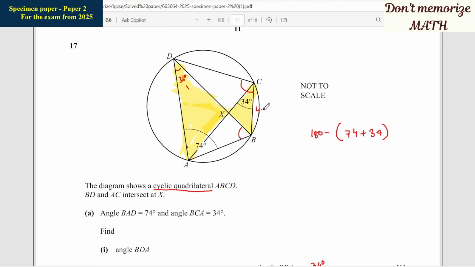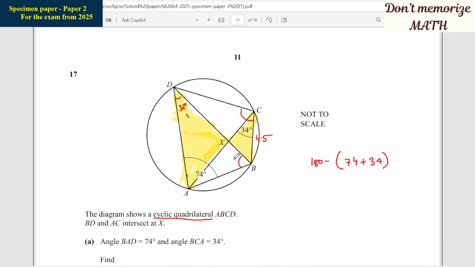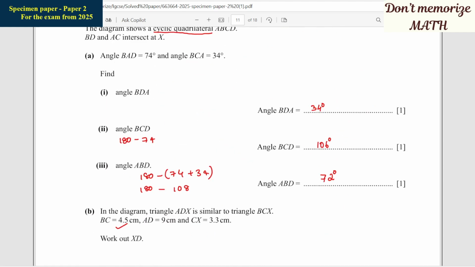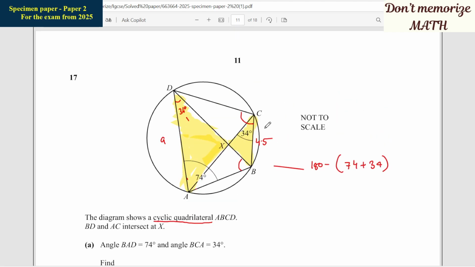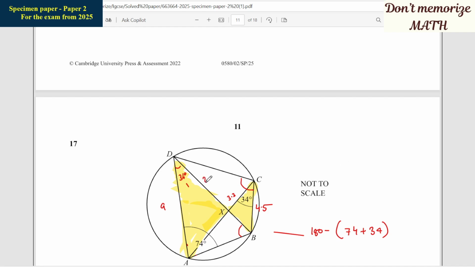BC is 4.5 and AD is 9 centimeters. Then we have CX is 3.3. We have to find which side? We have to find XD. Okay, we have to find this side.